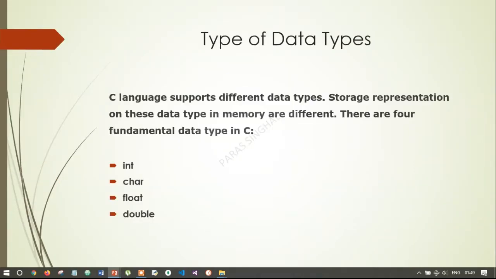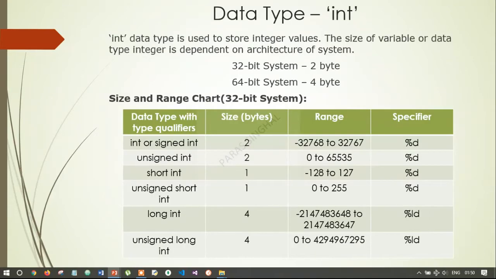Types of data types in C language. C language supports different data types. Storage representation of these data types in memory is different. We use data types for the need of the problem or, say, program. There are specific data types for specific values. There are four fundamental data types in C language: int, char, float, and double. We will be learning all of them one by one.